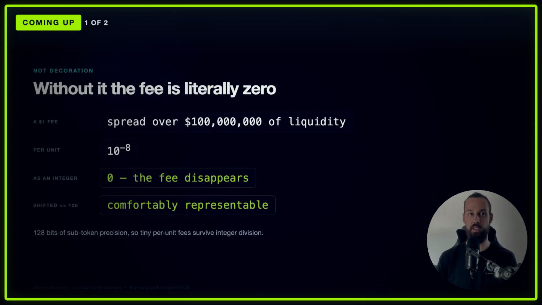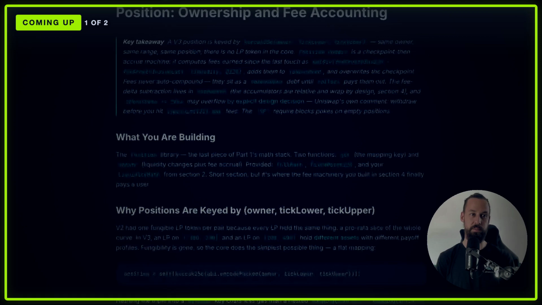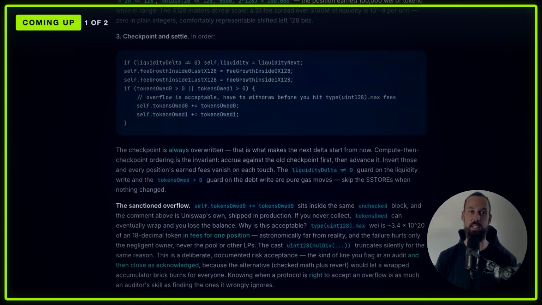And that scaling is not decoration. Here's why it exists. A $1 fee spread over $100 million of liquidity is 10^-8 per unit. In plain integer math, that is 0. The fee just disappears. Shifted left 128 bits is comfortably representable.